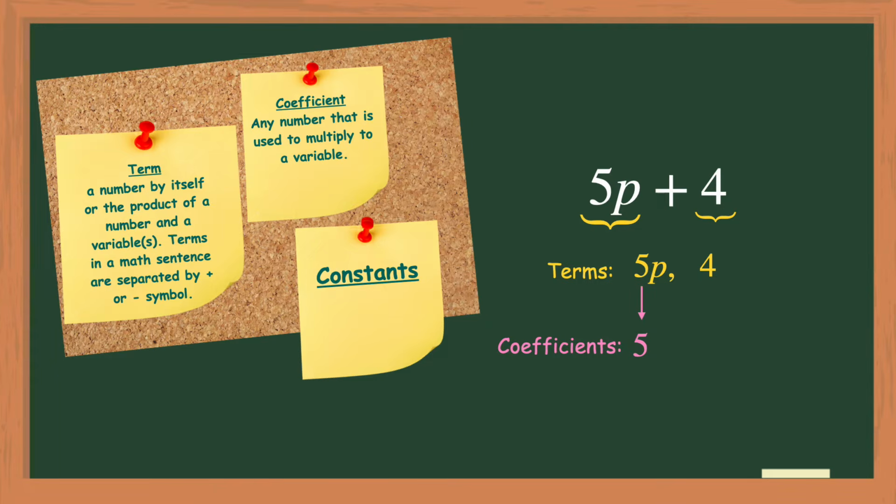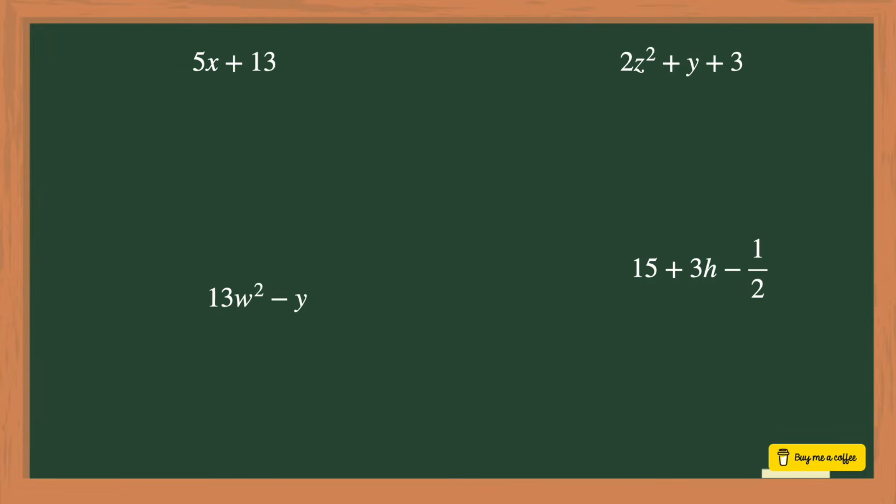Next, I will look for any constants. A constant is a number sitting by itself without a variable next to it. So our constant in this expression is 4. Identifying terms, coefficients, and constants can be a little confusing. So let's practice by looking at these 4 different algebraic expressions. Each expression here represents a unique challenge when identifying these 3 parts. So you'll want to make sure that you stay with me for all 4 expressions.